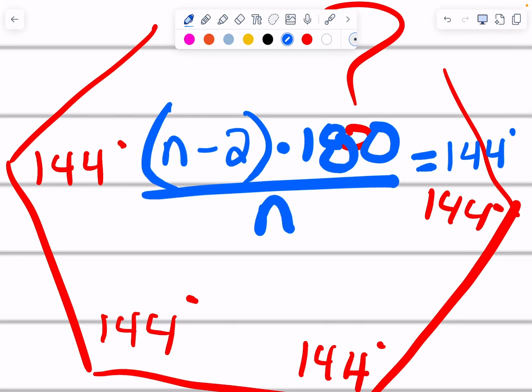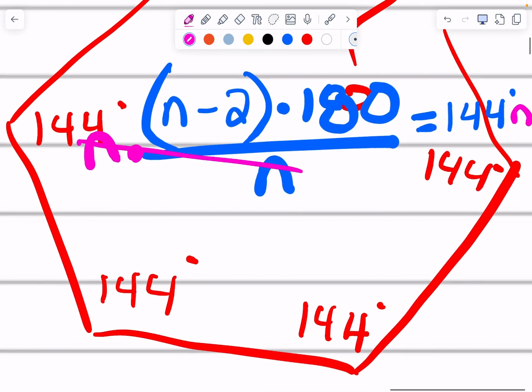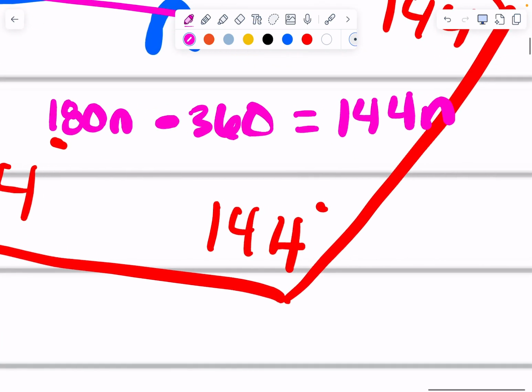Now, I have to solve this for n. The n's don't cancel. I can't cancel like that. What should we do? This is the hard part. I'm going to multiply this n over, so that's 144n. Also, distribute this 180 through. What's 180 times n? 180n minus 360.